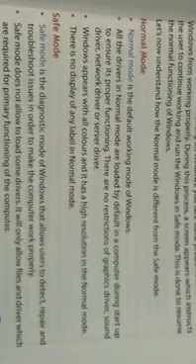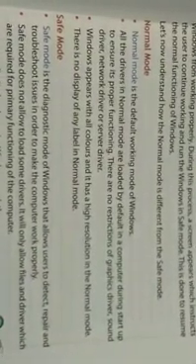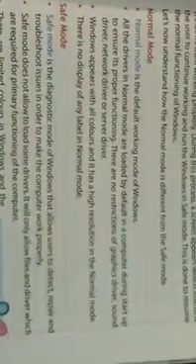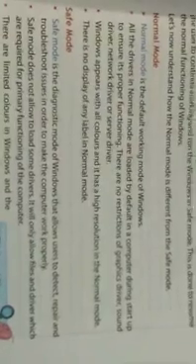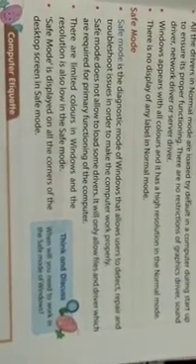Okay, so there are no restrictions of graphics or anything like that. Windows appear with all colors and it has a high resolution in the normal mode. High resolution. That means you won't see dizzy pictures or videos. Whatever it is there, when you click on it, you're able to see the clear image of it. There is no display of any label in normal mode. Clear?